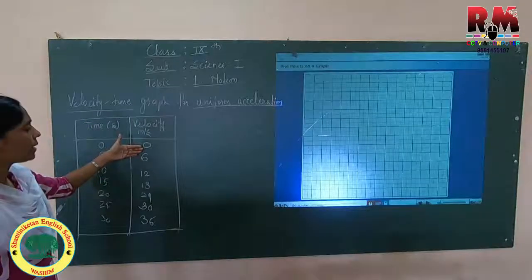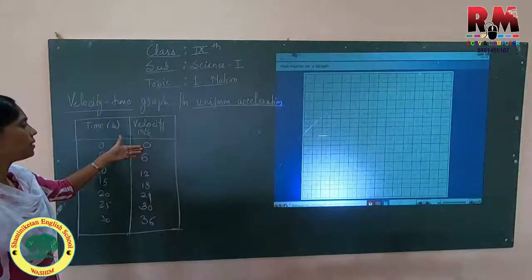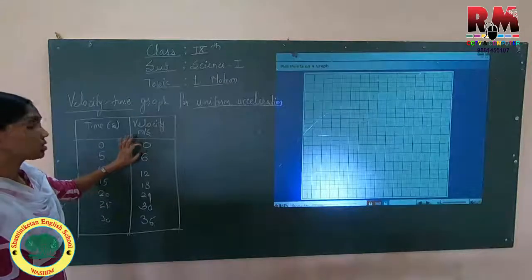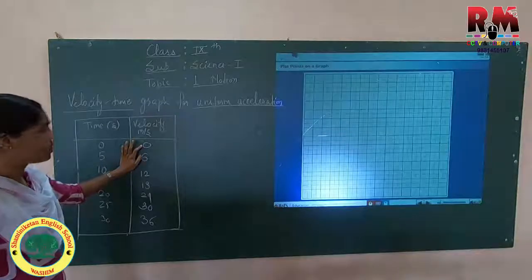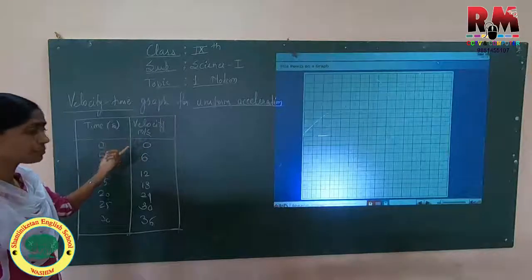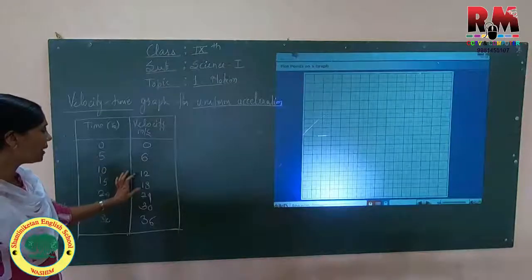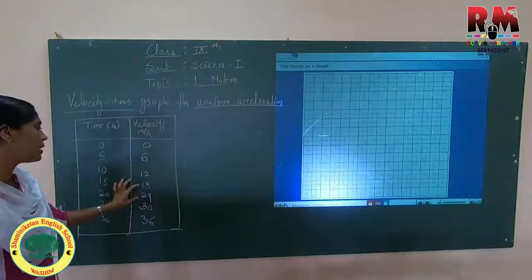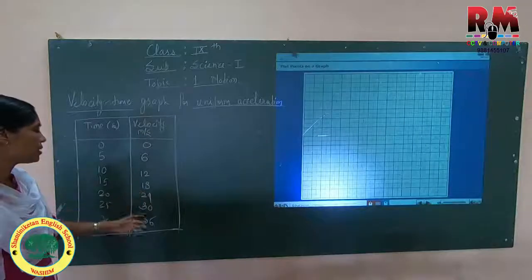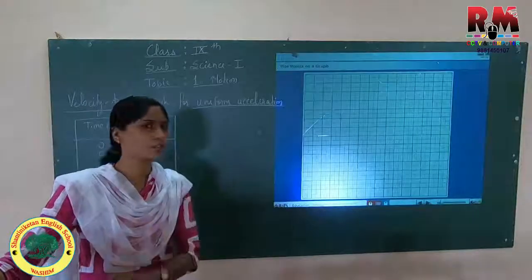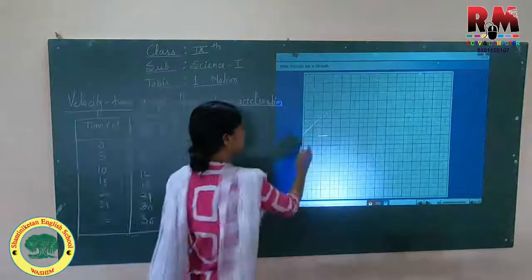Okay. So this is the table given to you for uniform acceleration. You can see that the difference between each value of velocity is constant. Constant means same. 6 minus 0, 6. 12 minus 6, 6. 18 minus 12, 6. 24 minus 18, 6. 30 minus 24, 6. And 36 minus 30 is 6. So every time we are having a difference of 6. So let us plot the graph.